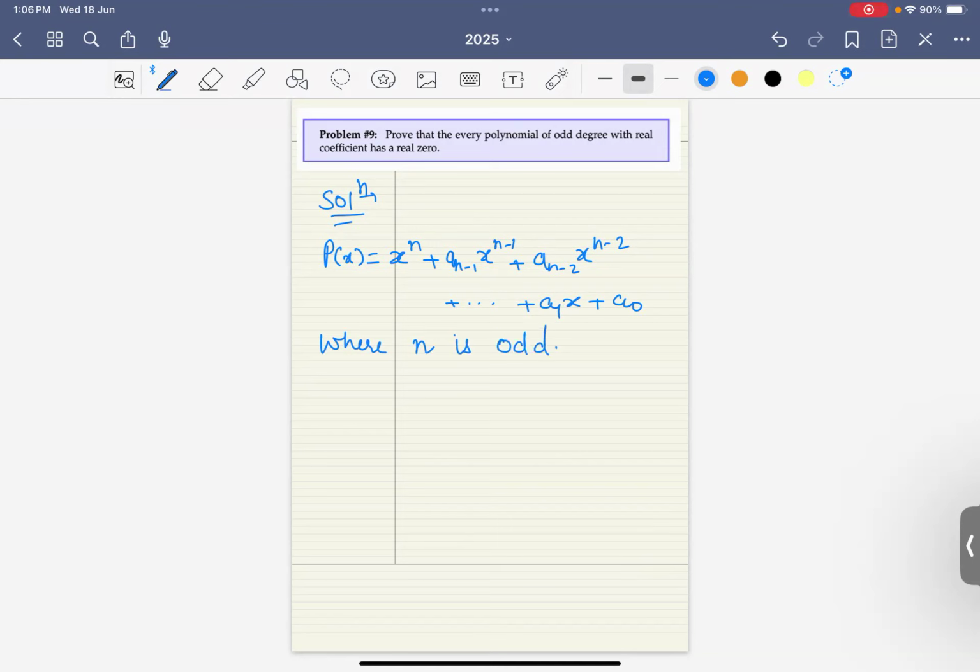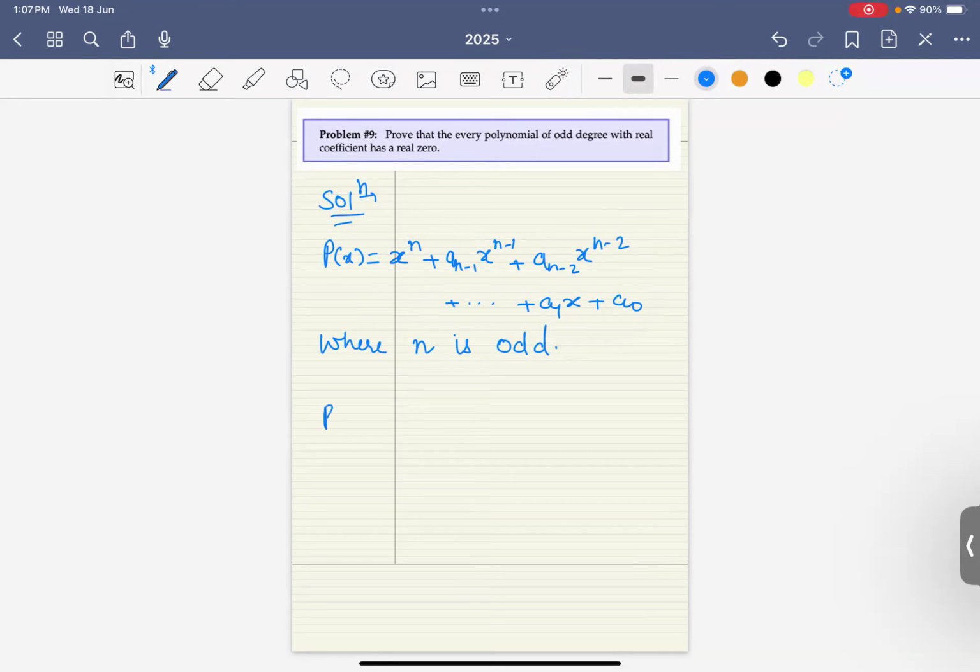If p of x is of this form, where n is odd, then we are supposed to prove that this polynomial must have at least one real zero, given that the coefficients are all real. The fundamental point is that we have to somehow show that there does exist some value of x for which this polynomial almost behaves like x to the n. If x is sufficiently large, although the word sufficiently is vague, then this function is as great as x to the power n. So what we're going to do is this.